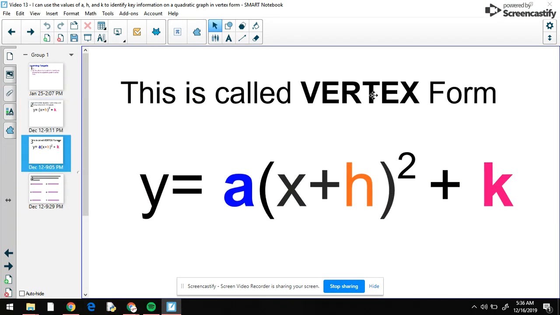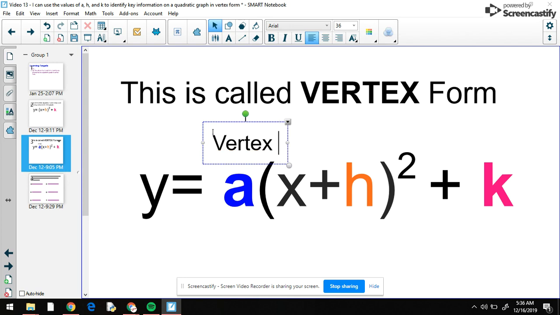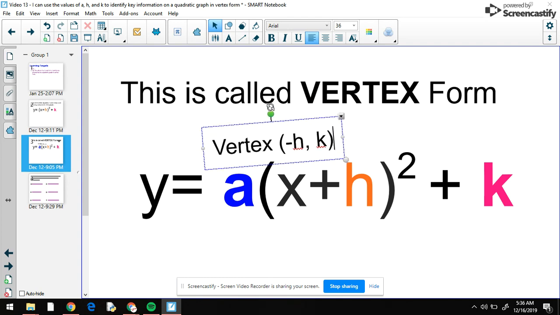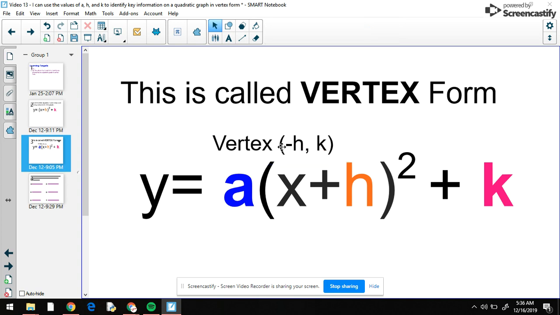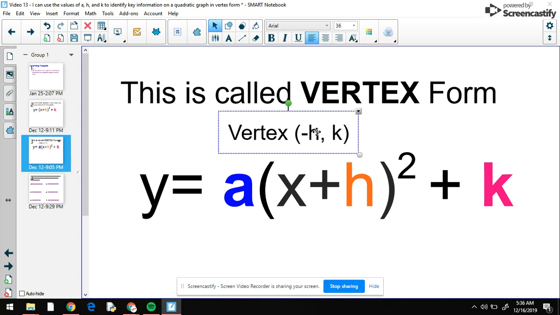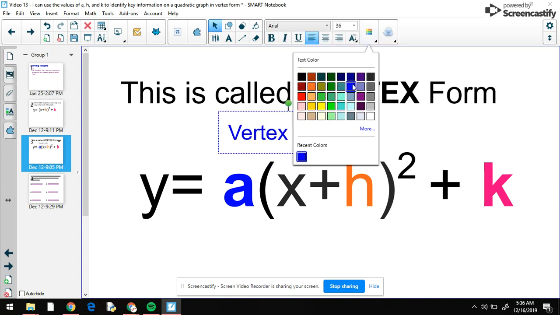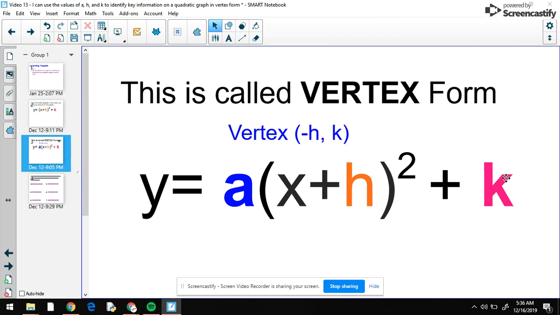So that's why this is called vertex form, because the vertex of your quadratic is, I'm going to use a negative here, the opposite of h, comma, k. That's actually how we identify our vertex: we take the opposite of h, and we then keep the k value, and that is the vertex of our quadratic.